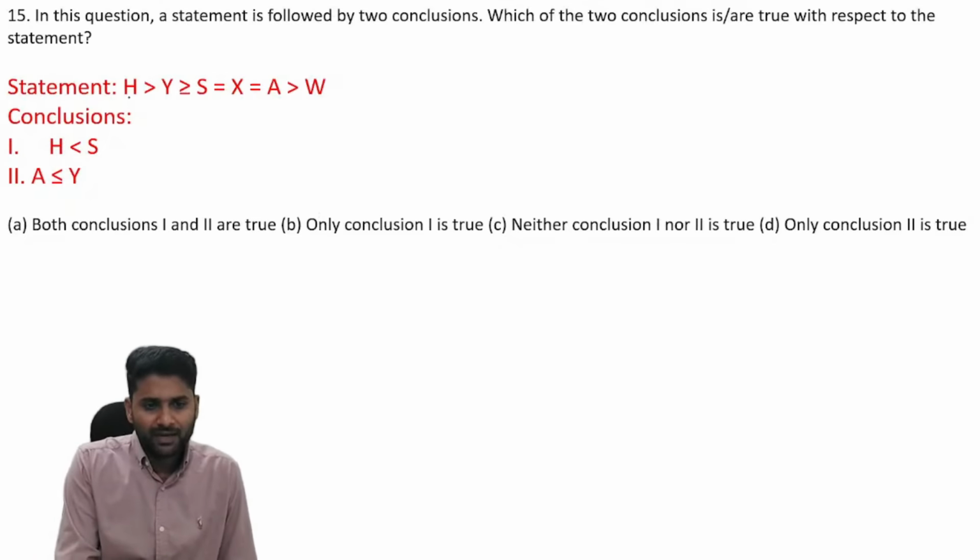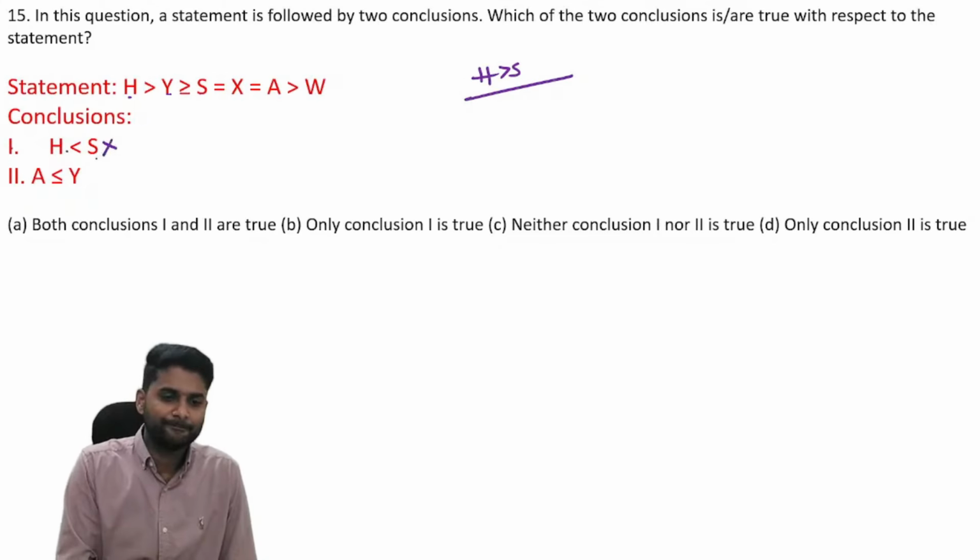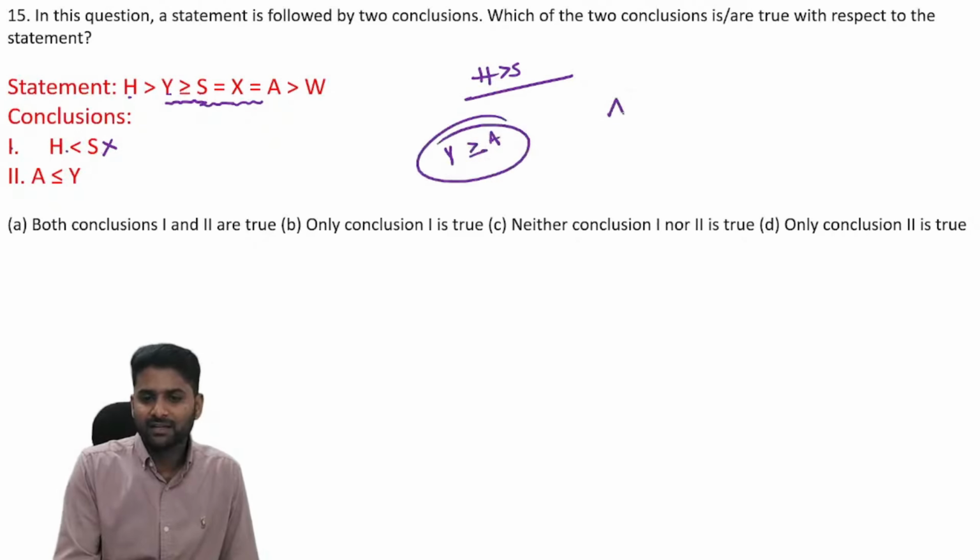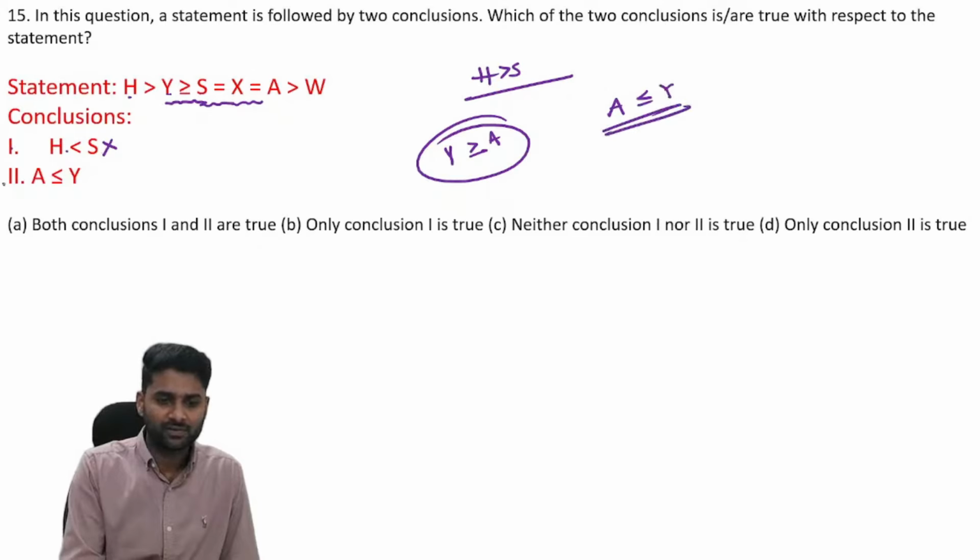Now see, h greater than y greater than or equal to s, then we can conclude that h is always greater than s. But here, h is less than s is invalid. Next one, a to y. See, y is greater than or equal to s is equal to x is equal to a, then we can say that y is greater than or equal to a. If y is greater than or equal to a, then we can conclude that a is less than or equal to y. That is given. So 1 is wrong, 2 is right. So the answer: only conclusion 2 is valid.